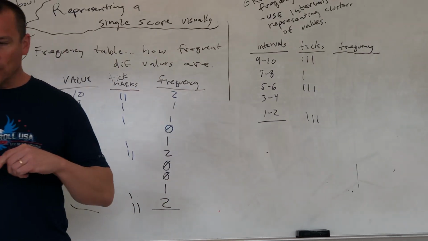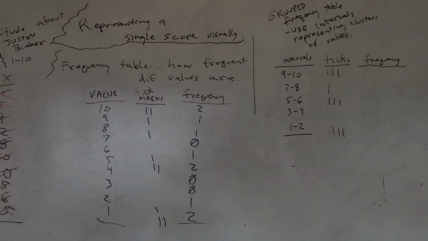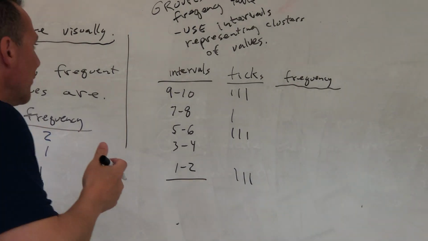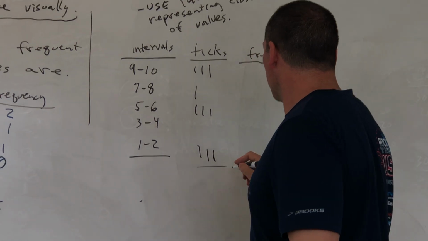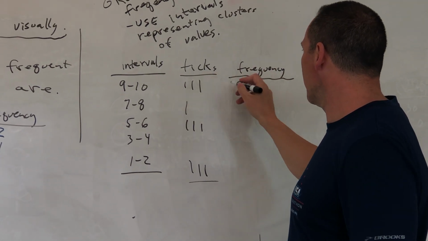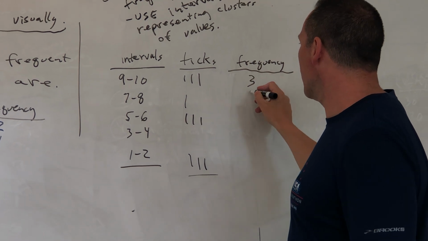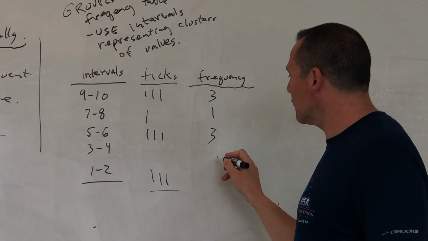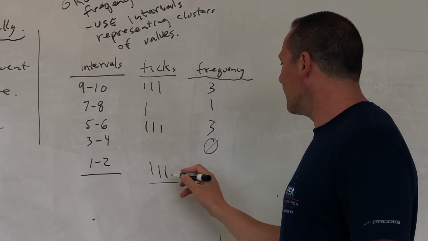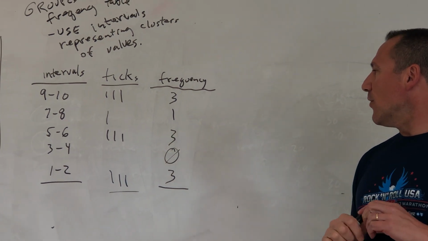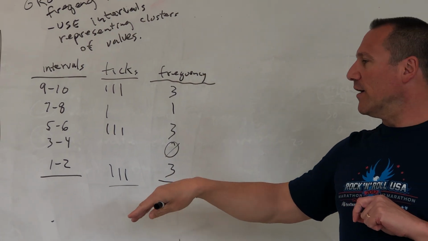So you can see when you do a group frequency table, it's more coherent. It's giving you a more overall overview perspective on your data. So here that first interval is represented three times, the second one is represented once, this one is represented three times, three to four is represented zero, and one to two is represented three. So this is a more coherent way of summarizing it.